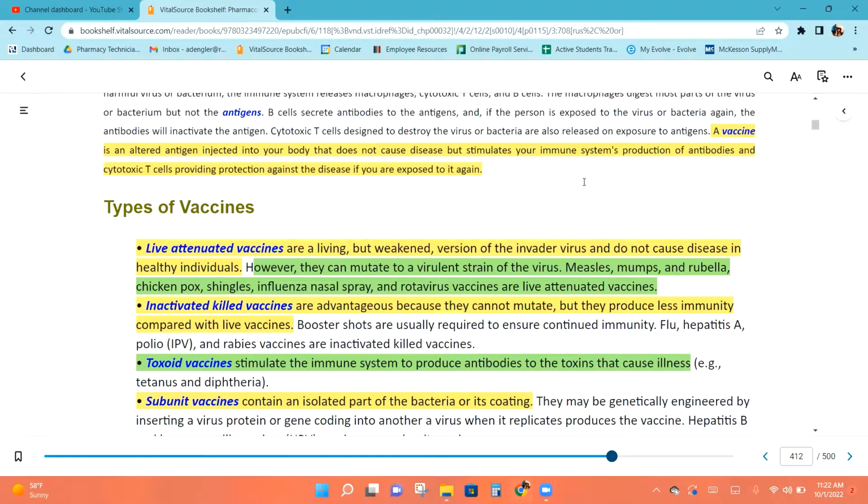Toxoid vaccines stimulate the immune system to produce antibodies to the toxins that cause illness.